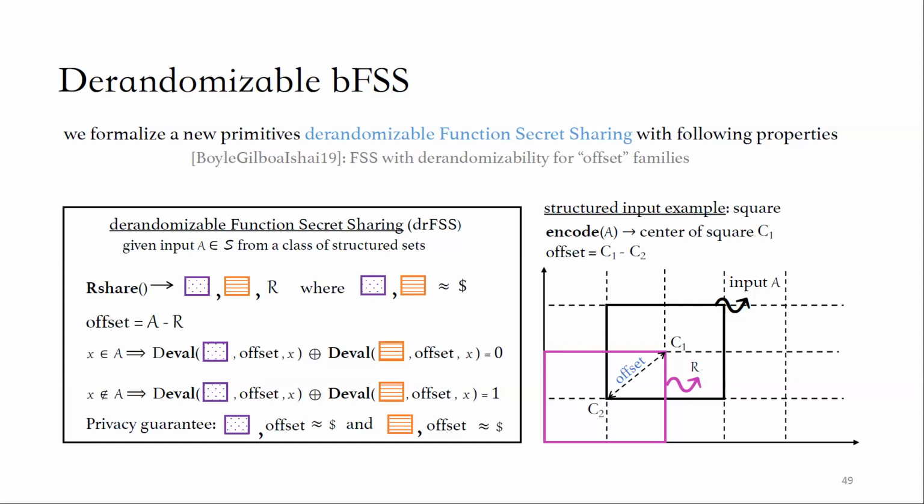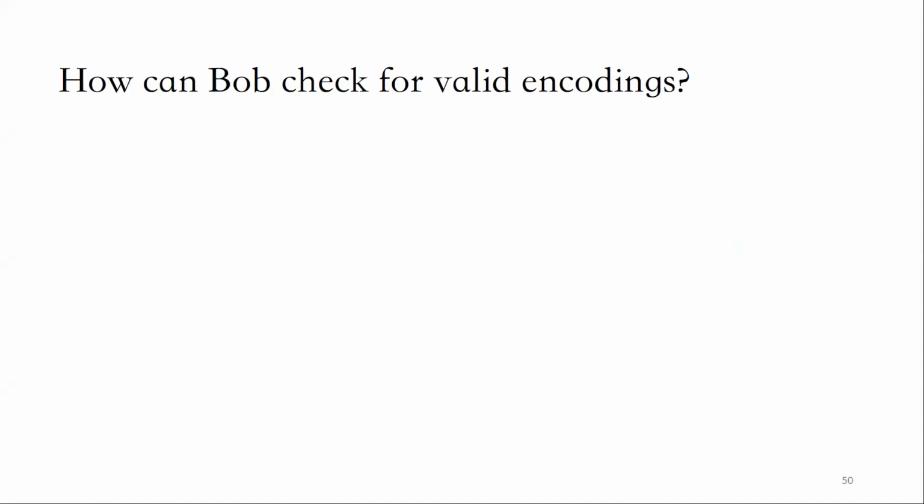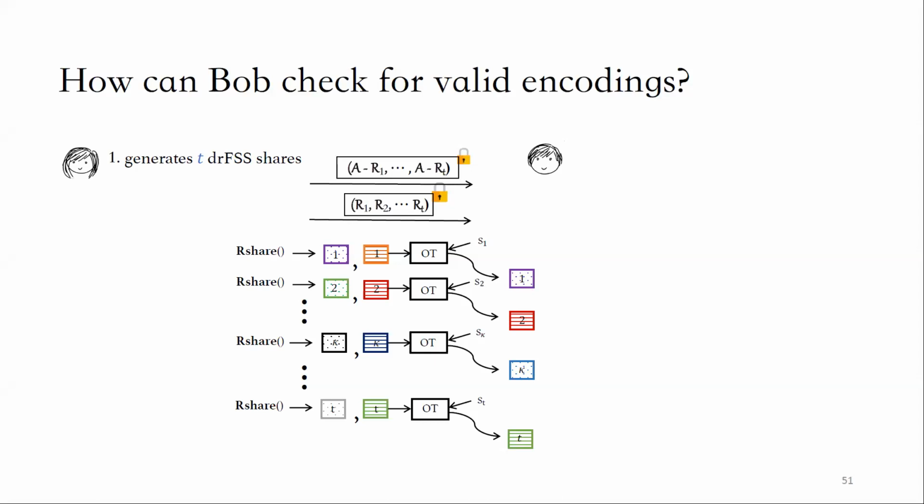So now let's see how this derandomizable FSS can help Bob check for valid encodings. Here, Alice secret shares this derandomizable FSS T times, and she secret shares random objects which have the same structure as Alice's input. She also sends a commitment to each of these random objects, and she sends a commitment to the right correction values. And then you do the OT, and Bob has some indices that now he would like to check.